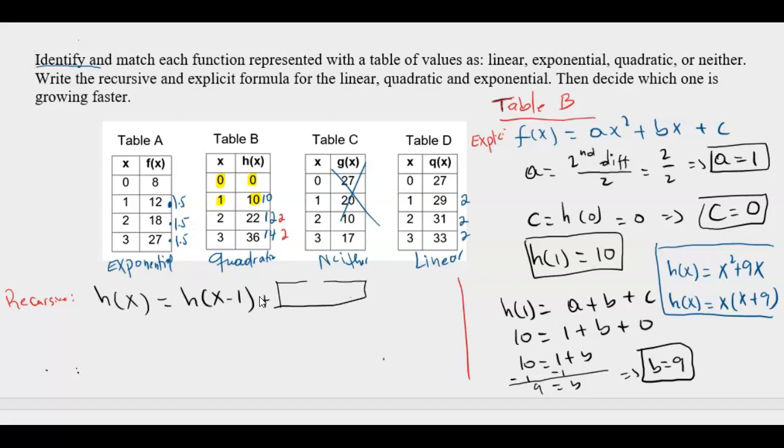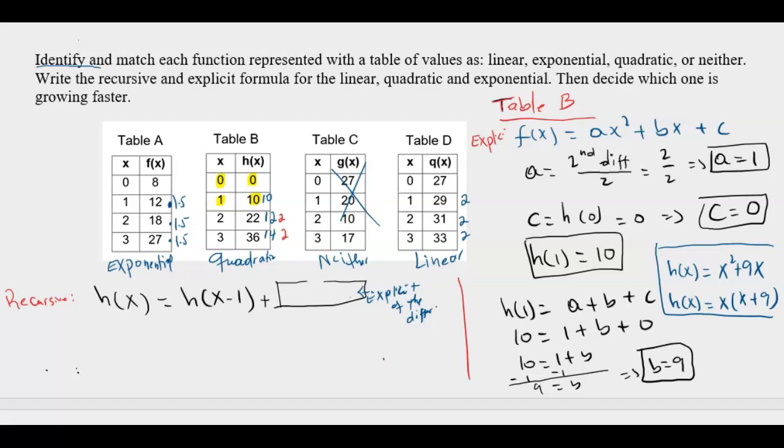Again, what's going to go in this part right here is supposed to be the explicit formula of the first difference. So we need to find that. I have a video about how to write the recursive formula for a quadratic table. If you need a full understanding of that, you can watch that video, and it will really help you understand how to write a recursive formula for a quadratic table. Okay, so now we're just going to move on with this.